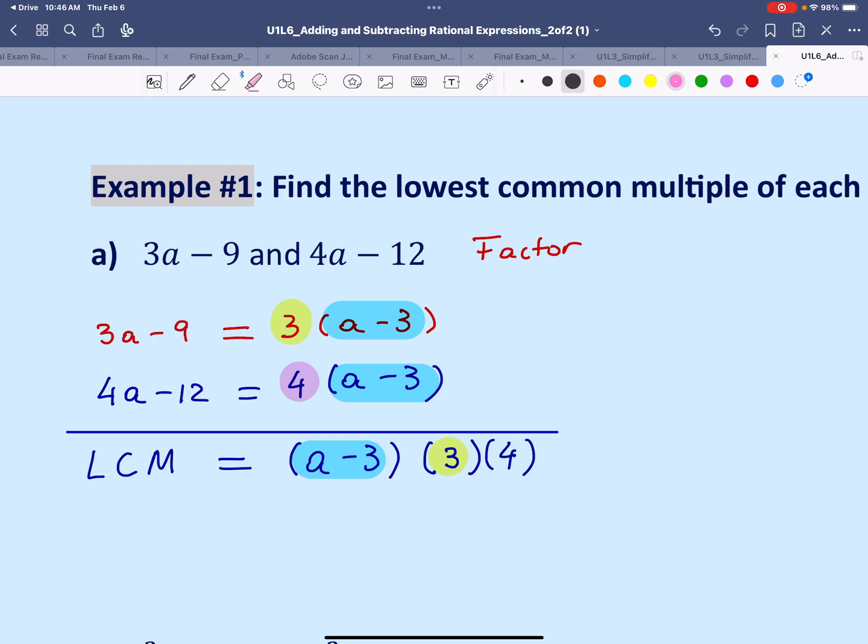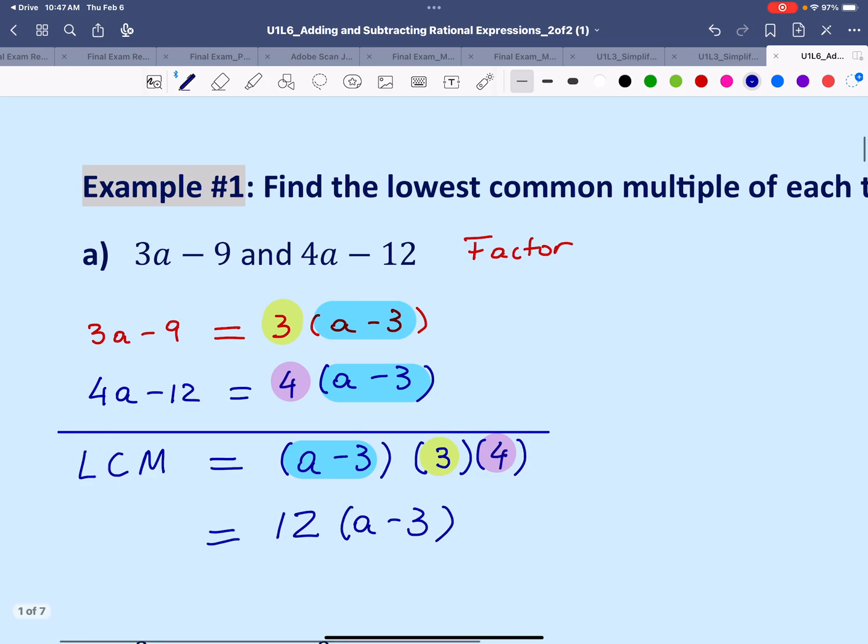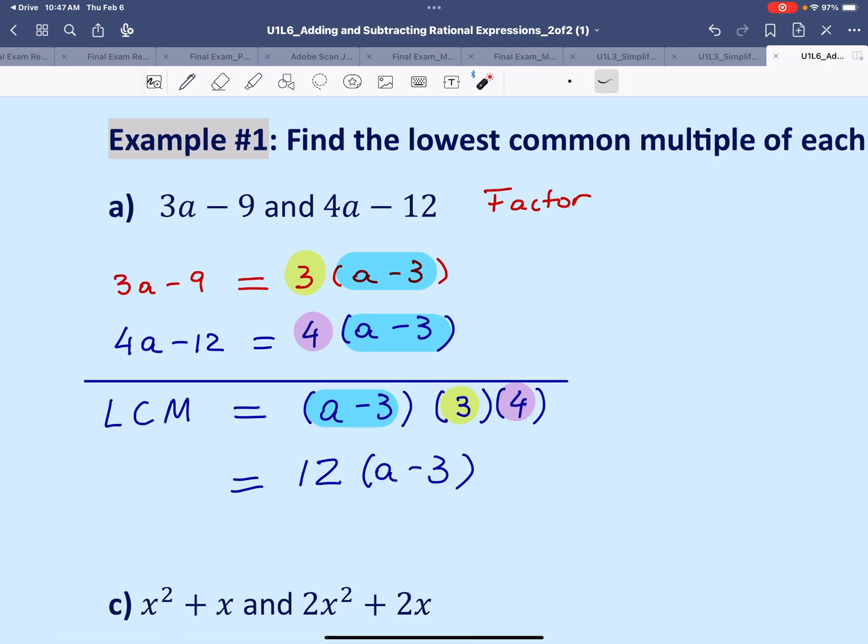And the lowest common multiple in our case will be a minus 3 times 4 times 3, and we like to combine the numerical monomials, so 12 times a minus 3. This would be the lowest common multiple of 3a minus 9 and 4a minus 12. What that means is that the lowest common multiple, 12 times a minus 3, is divisible by 3a minus 9, so it divides evenly into it.